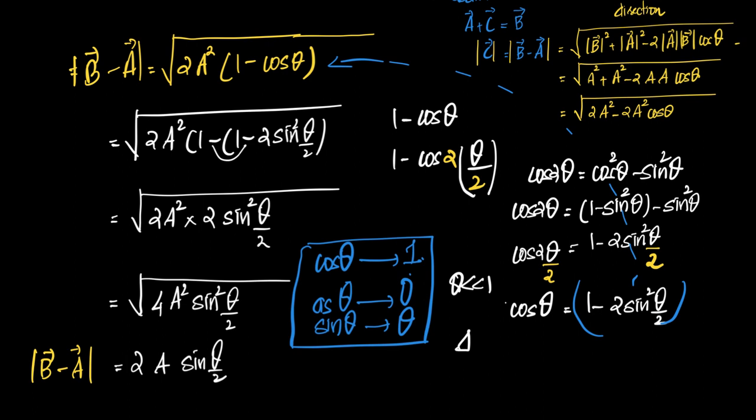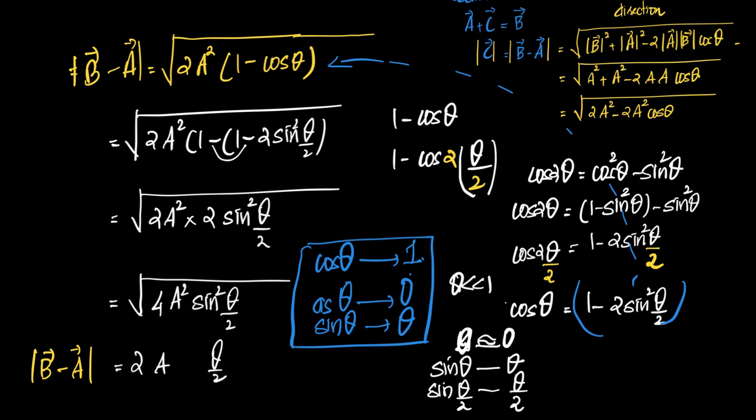So delta theta will be even less than 1, which we can reasonably assume that theta is almost equal to 0. So when theta is almost equal to 0, what is sine theta equal to? Sine theta is equal to theta. In which case, what would be sine theta by 2 equal to? Sine theta by 2 will be equal to theta by 2. Which means instead of sine theta by 2, we can write here that this is equal to theta by 2.